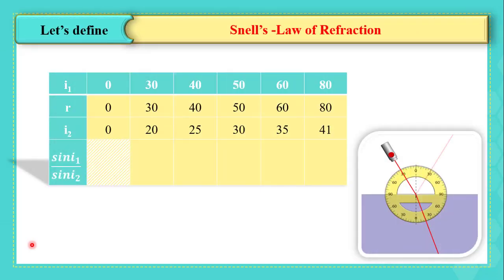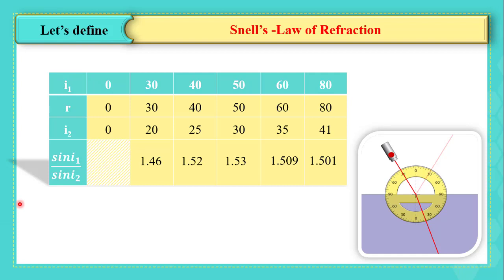The previous values are tabulated in the following table. Let's calculate the sine of the angle of incidence, the sine of the angle of refraction, then calculate their ratios. Sine 30 divided by sine 20 gives us 1.46. Sine 40 divided by sine 25 gives us 1.52. Similarly, we will obtain 1.53, 1.509, and 1.501.